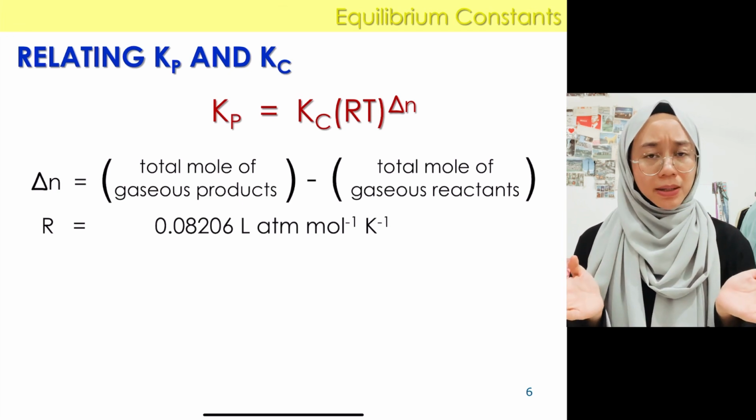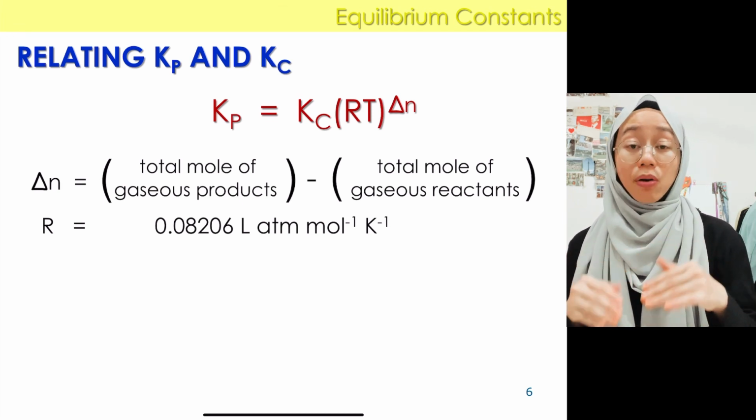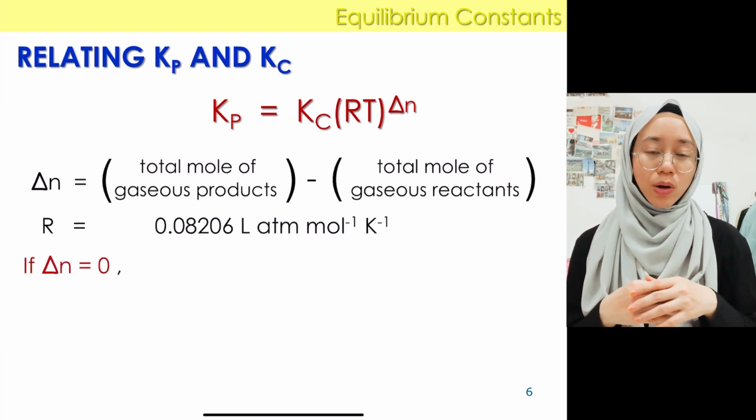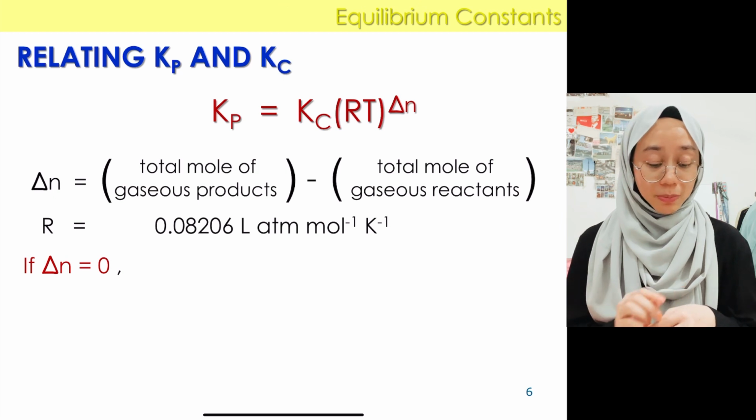Okay, so R macam biasa, R kita akan guna 0.08206 liter atm per mole per Kelvin. Meanwhile kalau temperature pula, make sure it must be in Kelvin juga. The temperature must be in Kelvin.